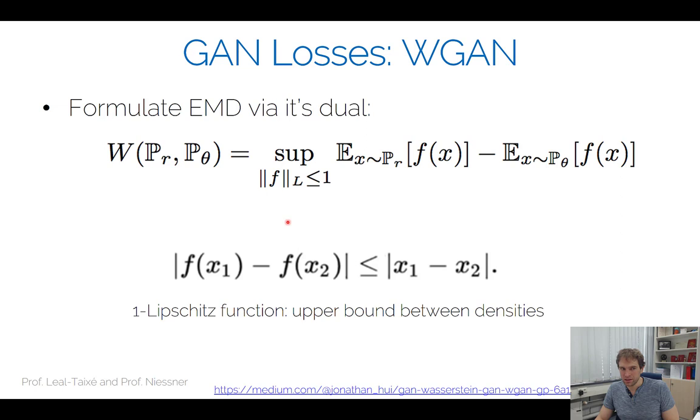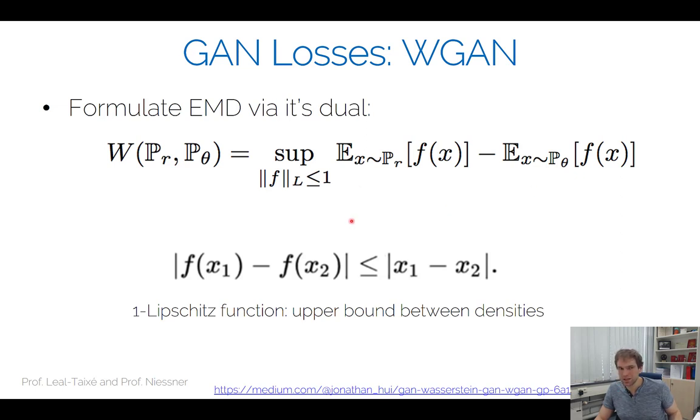And the challenge now is that we need to find a function f that fulfills this Lipschitz constraint. And f in this case is a critic function that tells us the quality of x, basically. The sample here is from PR and the sample here is from PQ, and we want to figure out how far apart they are. It would be nice if I had a critic that told me this right away for every sample of this distribution, and a critic for every sample of the other distribution. Then, taking the expected value of the difference, I would know how close my distributions are.